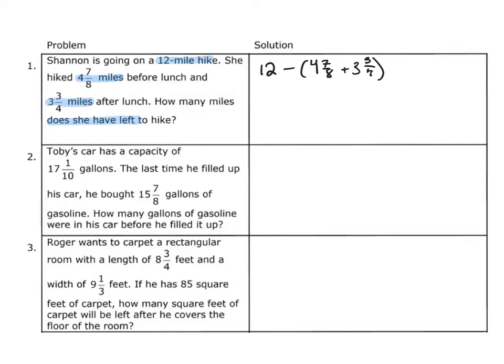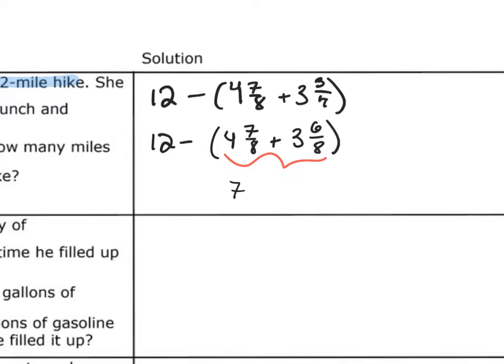Of course, to add these, we're going to need a common denominator, and I'm going to use 8. So I'll rewrite this as 12 minus 4 7/8, and then multiplying both the numerator and the denominator by 2, I'll get 3 6/8. Okay, so let's go ahead and add our sum here, the 4 7/8 plus the 3 6/8. 4 plus 3 gives me 7, and 7/8 plus 6/8 gives me 13/8.